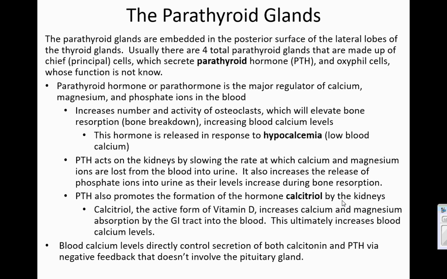Now, unlike T3 and T4, which were stimulated by hormones coming down from the anterior pituitary and hypothalamus, the release of calcitonin, calcitriol and parathyroid hormone is strictly related to calcium levels. So it's a chemical concentration stimulus.